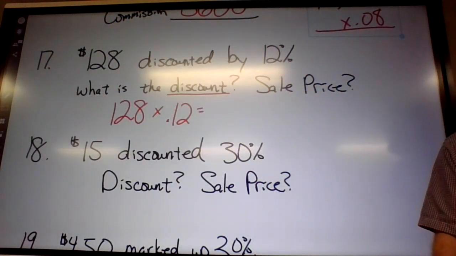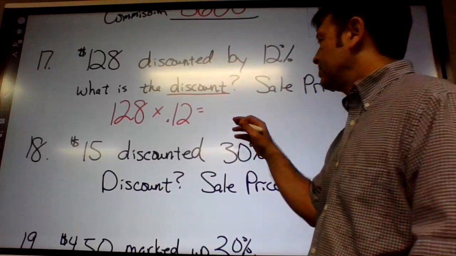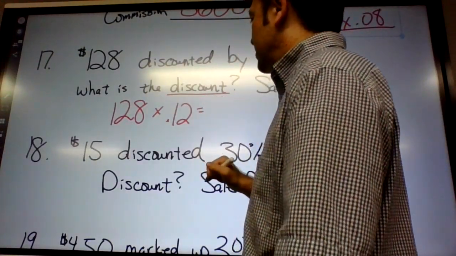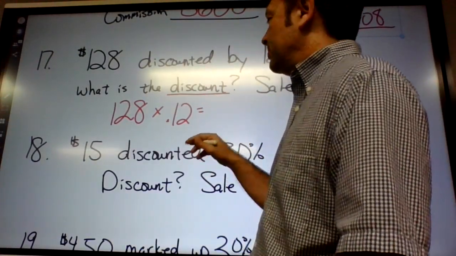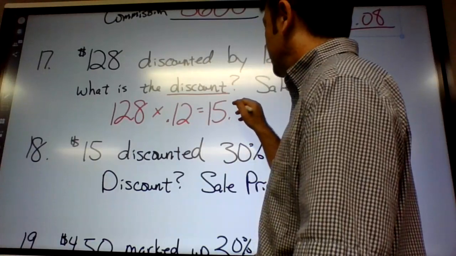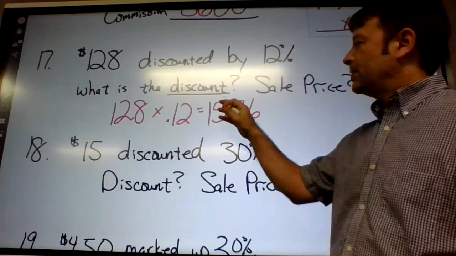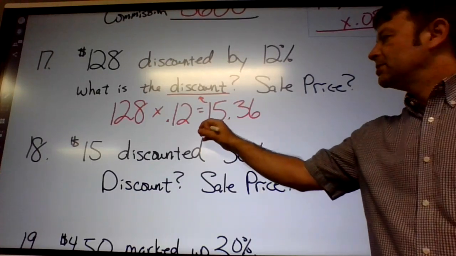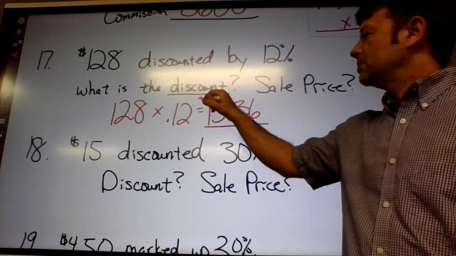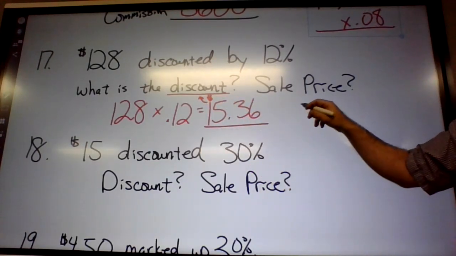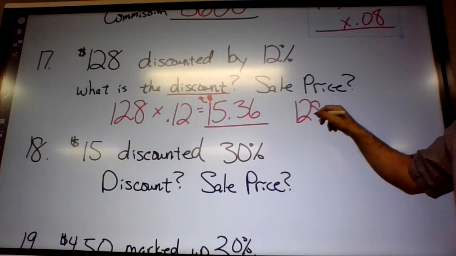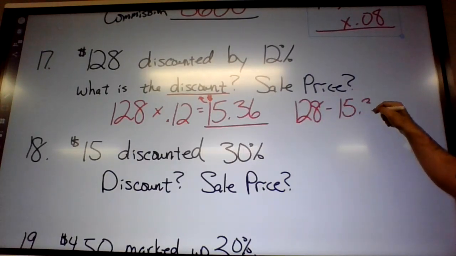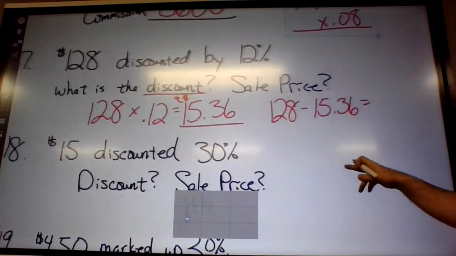This is money, so if we have to round, we'd round to the 1 cent place, but I don't think we need to. Anybody plug this in? It's 112.64. No, that's incorrect. 15.36? That's the total answer. Okay, that's the discount, dollars. So how do we find the new sale price? Subtract. That wasn't the answer. That's one of the answers.